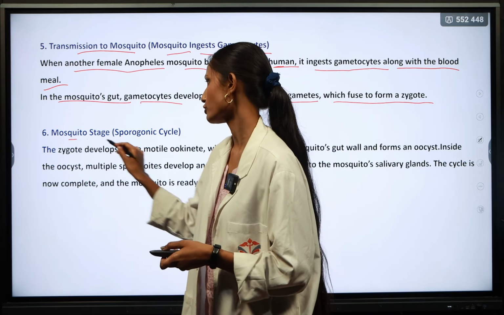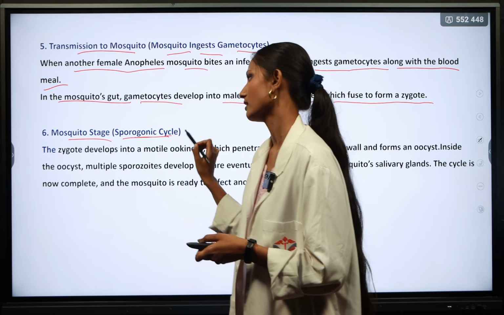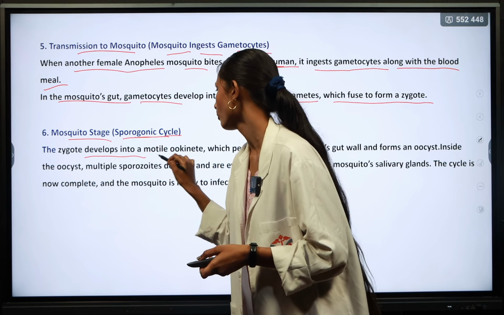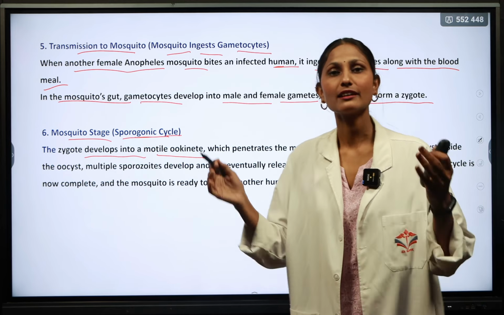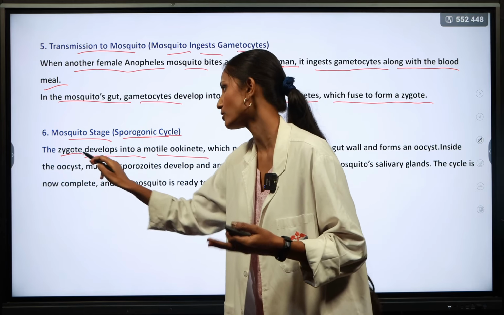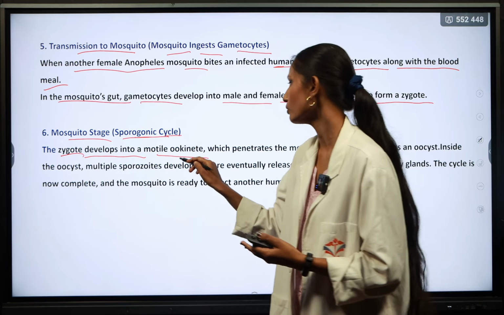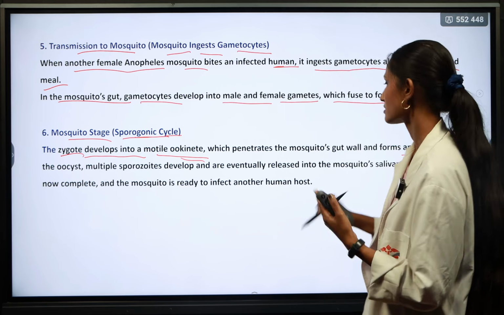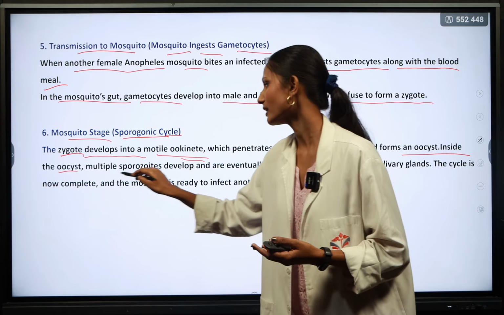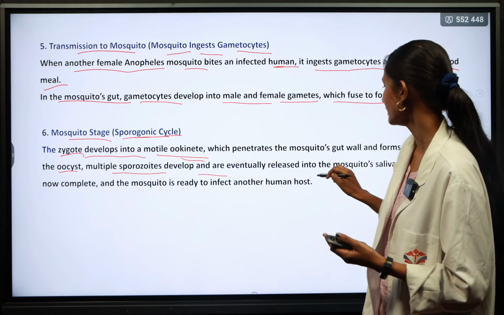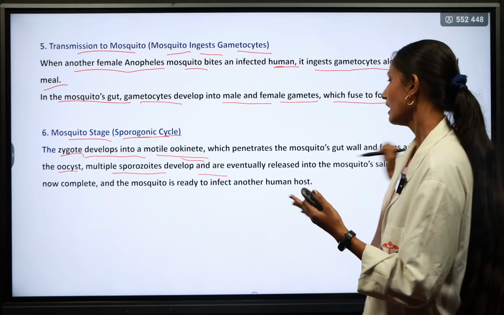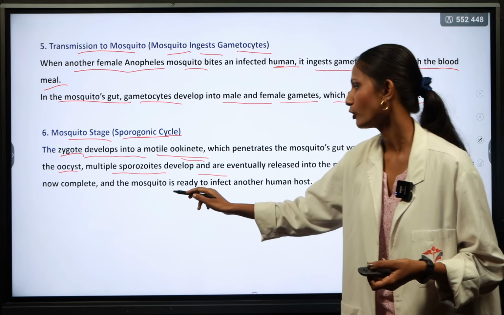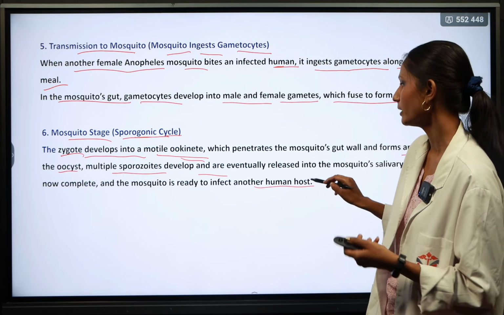The next one is the mosquito stage, that is the sporogonic cycle. The zygote develops into a motile ookinete. Once the fusion occurs, the zygote is produced and develops into the ookinete, which penetrates the mosquito gut wall and forms an oocyst. Inside the oocyst, multiple sporozoites develop and eventually move to the mosquito salivary gland. This cycle is now complete and the mosquito is ready to infect another human host.